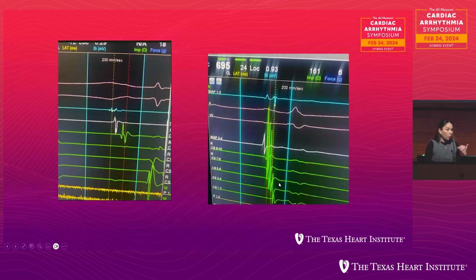This is just some of my own patients that I take. The pictures are terrible, but you see a very fractionated, multi-component signal in there.